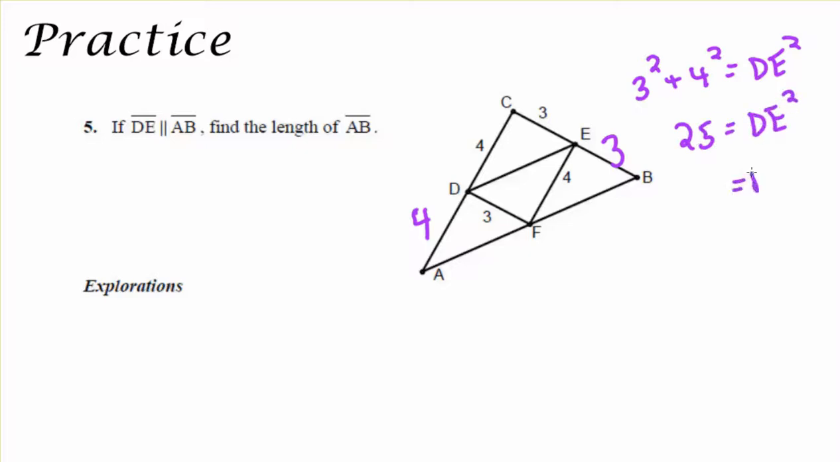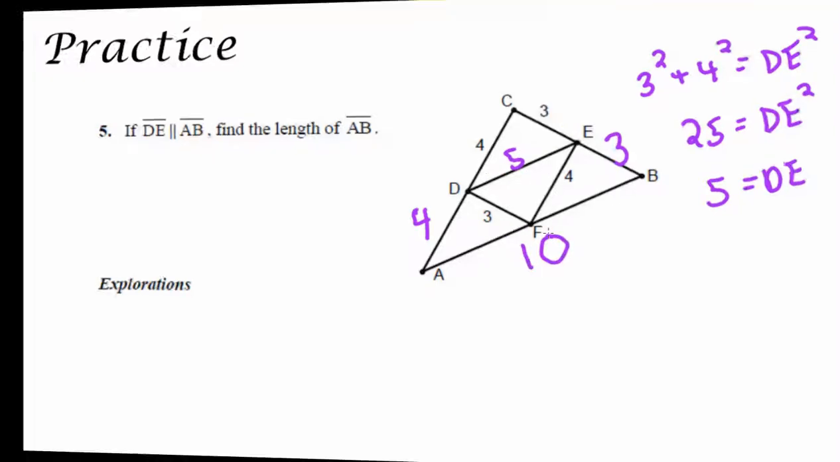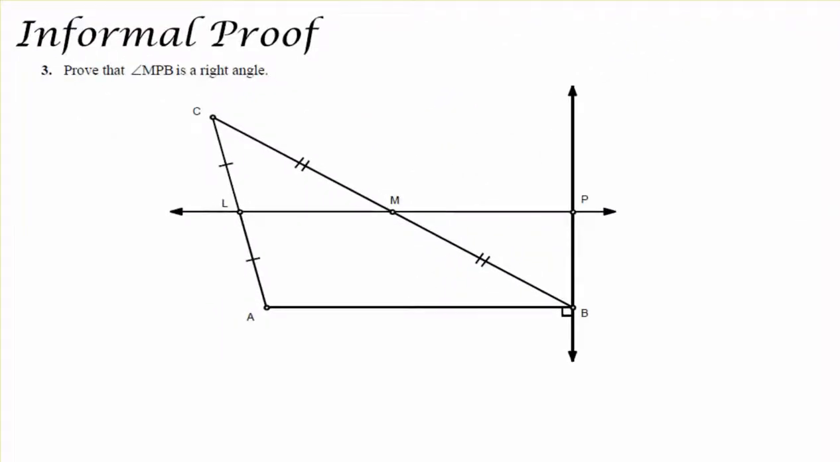So 25 is equal to DE squared, and by square rooting both sides, I get that DE is equal to 5. So if DE, my midsegment, is equal to 5, then my larger third side must be its double, so AB is going to be equal to 10.